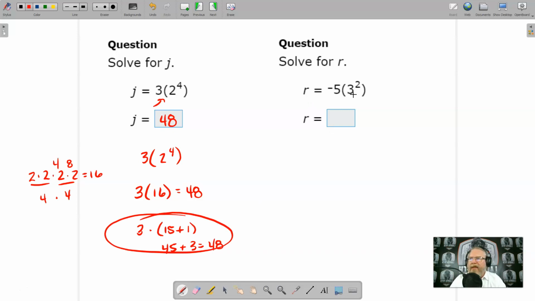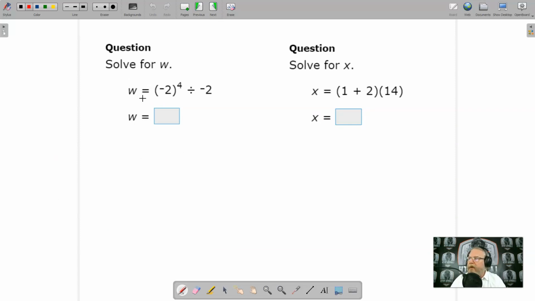Next one, -5 times 3 to the 2nd power, or we would say 3 squared. So let's go ahead and do -5 times 3 squared. So we have to take care of exponents first. So this is -5. And again, there's no operation symbol between these two, so we know that that's multiply. But I'm just going to leave it as a parenthesis. 3 squared is 9, 3 times 3. And negative times positive is negative. And 5 times 9 is 45. R equals -45.